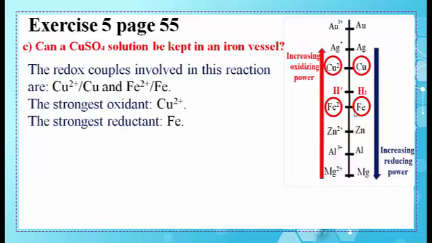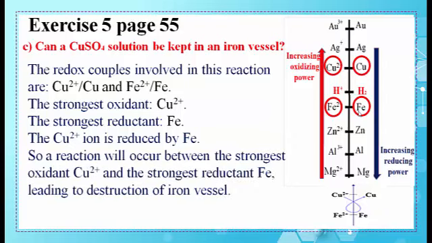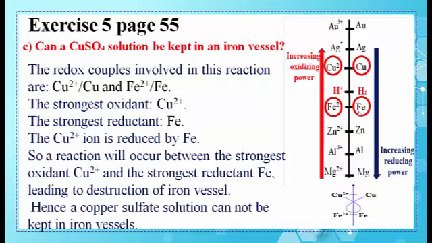Here we can see that Cu2+ is the strongest oxidizing agent, the strongest oxidant, and Fe is the strongest reductant. So according to the gamma rule, a reaction can take place between Cu2+ in CuSO4 and the iron vessel Fe. What does this mean? This means that Cu2+ ions are reduced by Fe. Then a reaction will occur between the strongest oxidant Cu2+ and the strongest reductant Fe, leading to the destruction of the iron vessel. Hence, we can say that a copper sulfate solution cannot be kept in iron vessels.